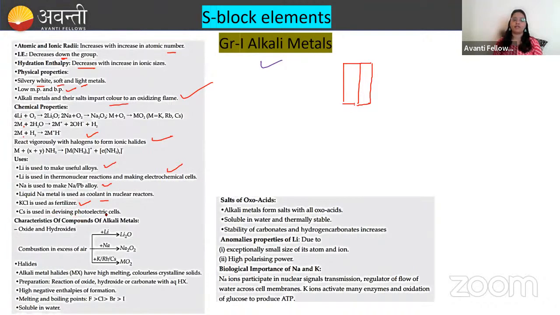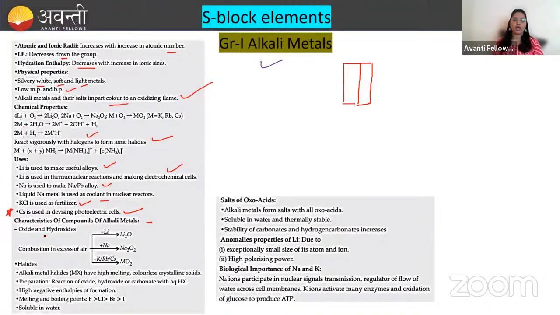Cesium is used in devising photoelectric cells. So this is again very important. Which of the following alkali metal is used in the photoelectric cell? So cesium is the metal which is used in the photoelectric cell. Okay, very important things. So, characteristics of the compounds of alkali metals.